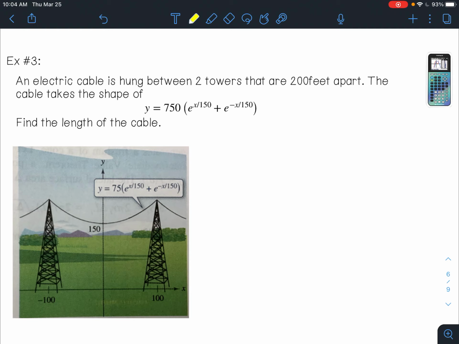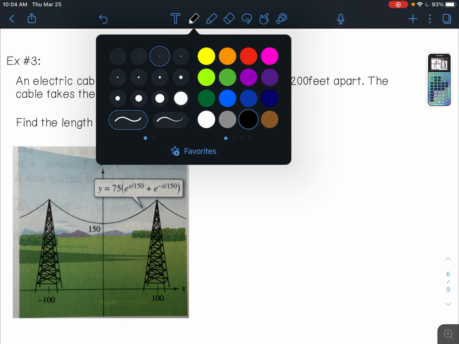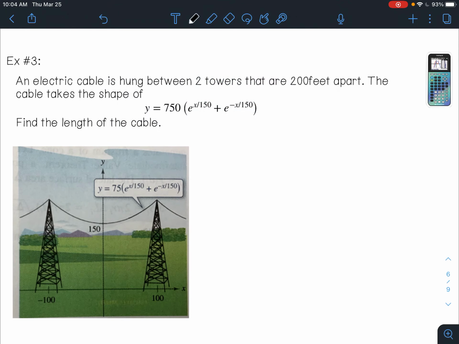So anytime you hang a wire or cord between 2 points like that, it forms this hyperbolic cosine function, which can also be expressed with e's. So it's 750 times the quantity e to the x over 150 plus e to the negative x over 150. And we're going to find the length of the cable. Okay, so the first thing I need to do is figure out my derivative.